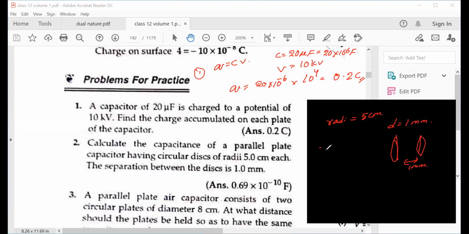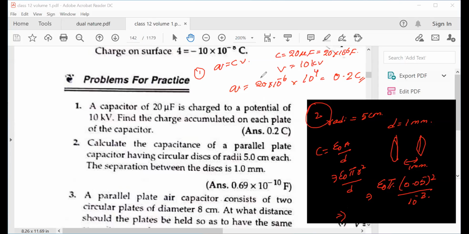So let's see the relation. C is equal to epsilon naught A divided by d, where A is pi r square, the area of the plate, divided by the distance between the plates. So it is epsilon naught pi, with r as 5 centimeters, so 0.05 whole square, divided by the distance, 1 mm, which is 10 power minus 3. We know the values of epsilon, pi, r and d. Try to find the capacitance. If you're getting the value, please let me know. So this is your second one and this is your first one. Please make it fast.